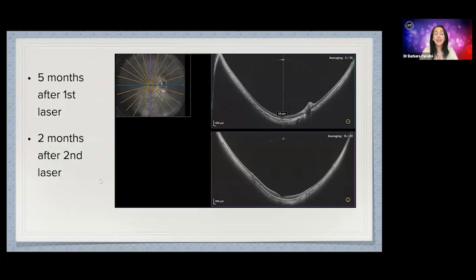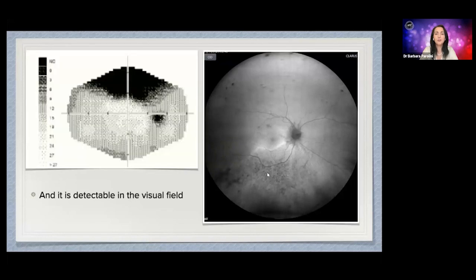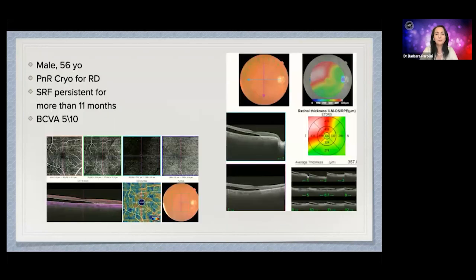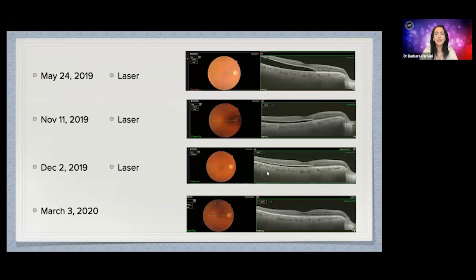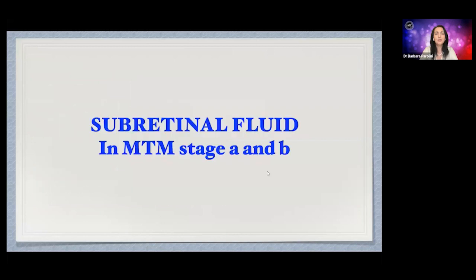But even if she had a very good improvement in vision, and this is the same for every patient, if you watch the autofluorescence, you see where the long-standing subretinal fluid has been. And certainly that corresponds to a damage that you can check in the visual field. So that's why I think that that type of subretinal fluid should be treated immediately. I have many other cases just confirming what I told you, another patient and another patient.